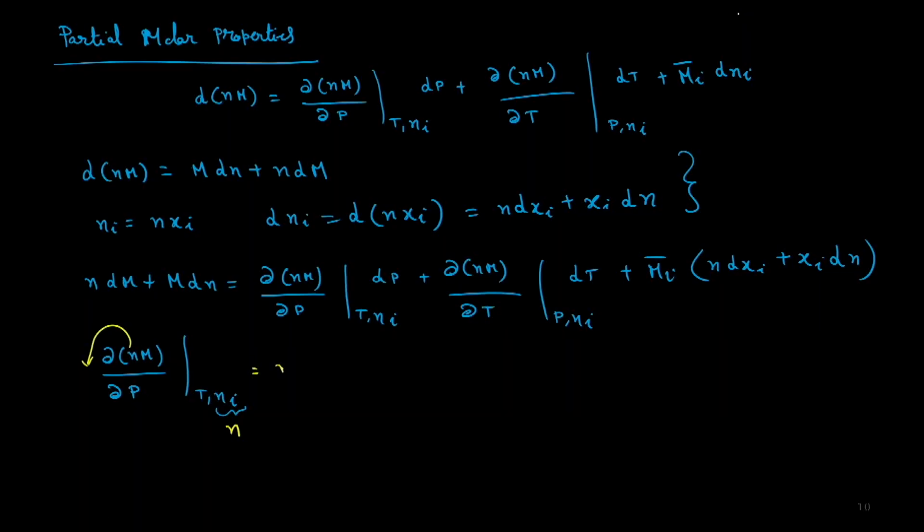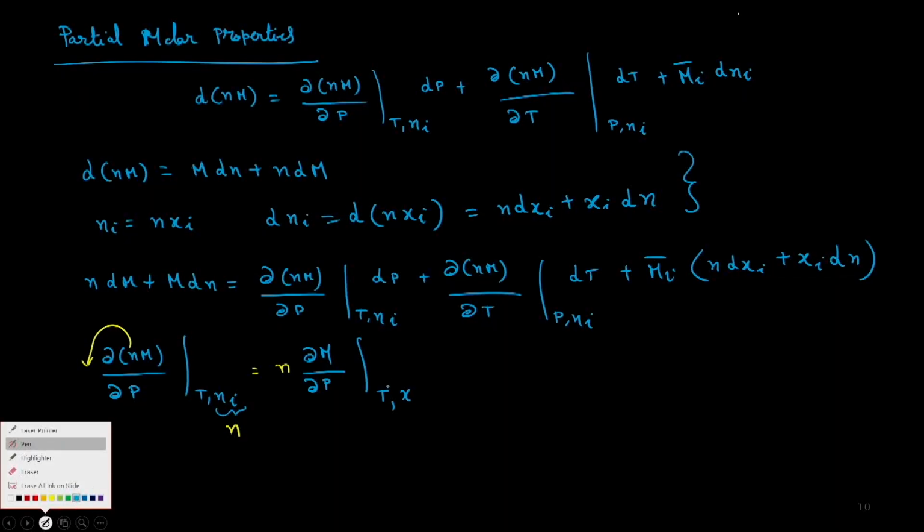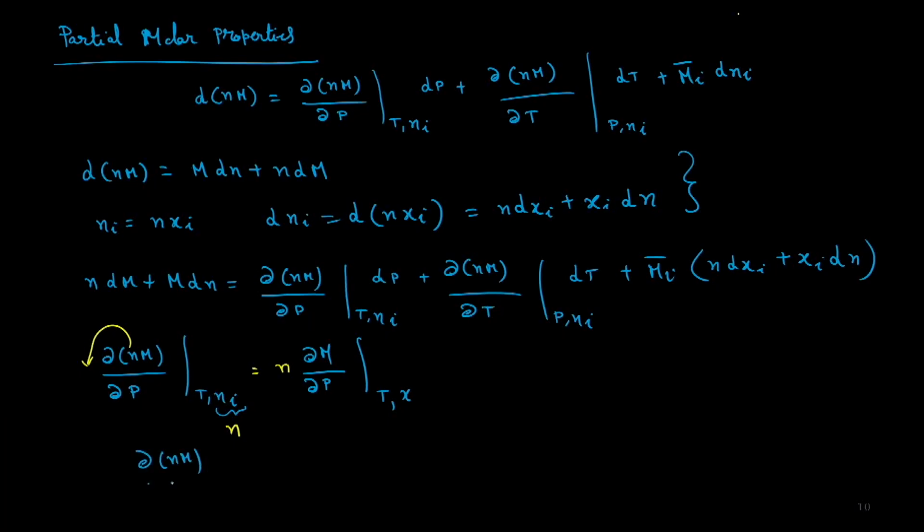So this will be n times the derivative of m with respect to p, and because all n's are constant, I can also claim that the mole fraction x is constant. Similarly, for the second term, the derivative of nm over t at p and ni will be n times the derivative of m with respect to t at p and x.